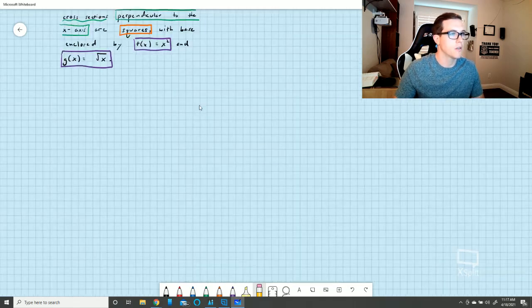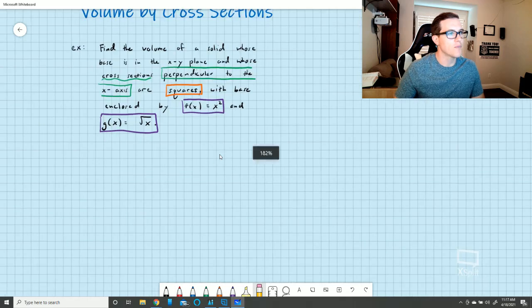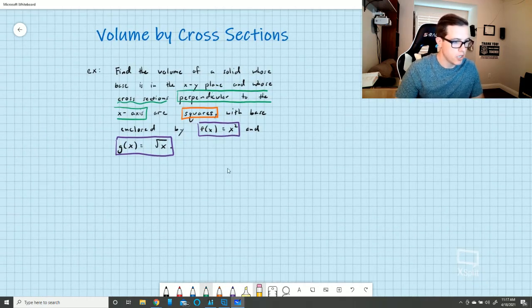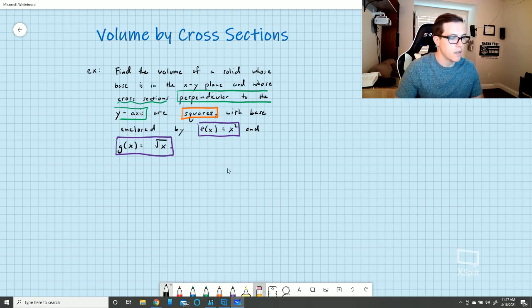Oh, I erased step 0. That's okay. Or I was supposed to. Step 1, I erased my preliminary step. That's okay. Let's do this, though. Let's change this. Instead of perpendicular to the x-axis, let's do perpendicular to the y-axis. Instead of squares, let's do semicircles. Everything else can stay the same.